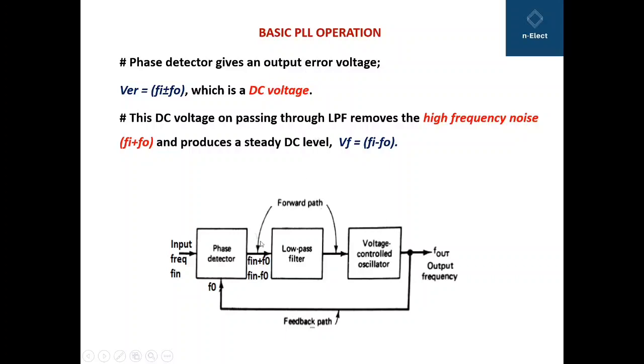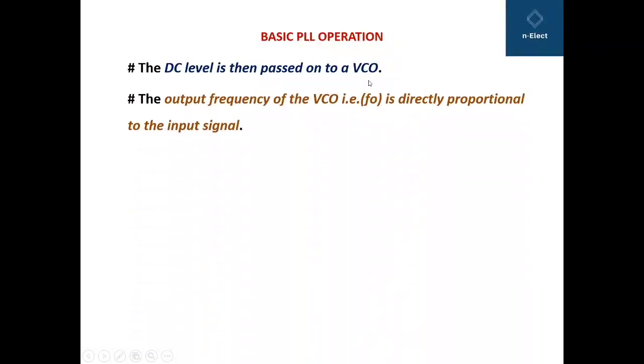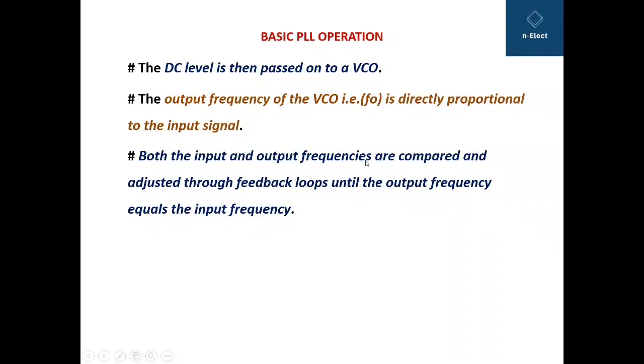This DC voltage on passing through the low pass filter has the high frequency component, that is Fin plus F0, removed, and produces a steady DC level Vf, that is Fi minus F0. Vf also represents the dynamic characteristics of PLL. The DC level is then passed on to VCO, that is voltage control oscillator. Output frequency of the voltage control oscillator, F0, is directly proportional to the input voltage which it receives. Both the input and output frequencies are compared and adjusted through feedback loops until the output frequency equals the input frequency.